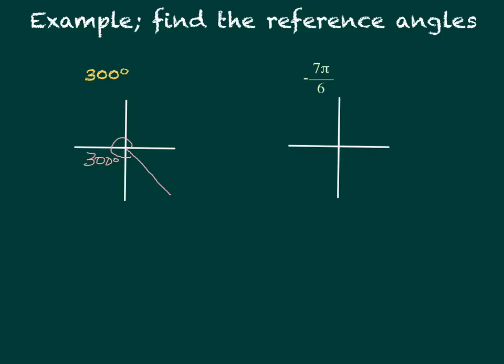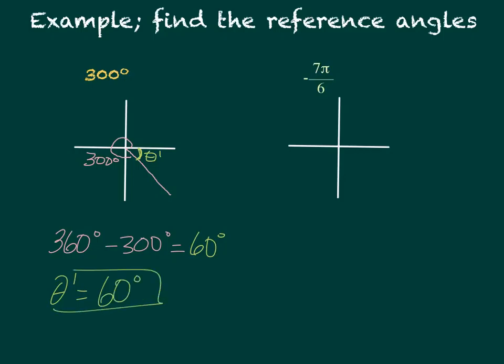But I want to find my reference angle. So my reference angle is going to be less than 90, so it's going to be this one right here, theta prime. So I want to find theta prime. If I want to, I could convert it to radians and then use the 2 pi, or I can just use 360 degrees. So if I take 360 degrees minus 300 degrees, I'm left with 60 degrees. So that means that theta prime is equal to 60 degrees. And then you can convert that to radians, just depends on what you're looking for.